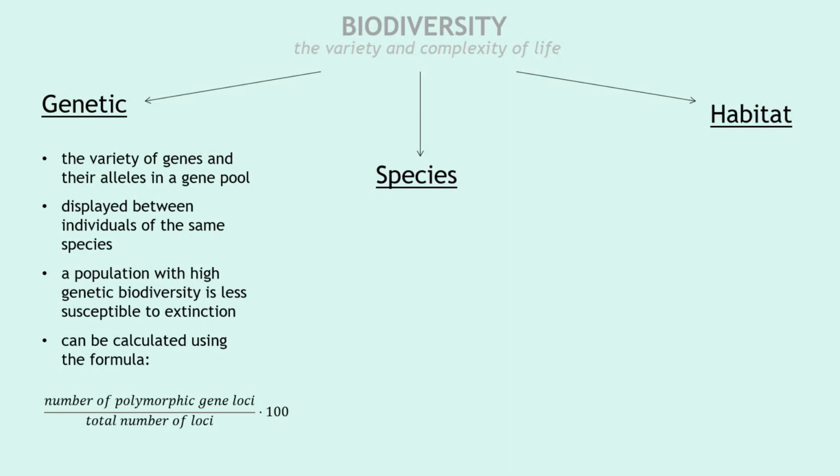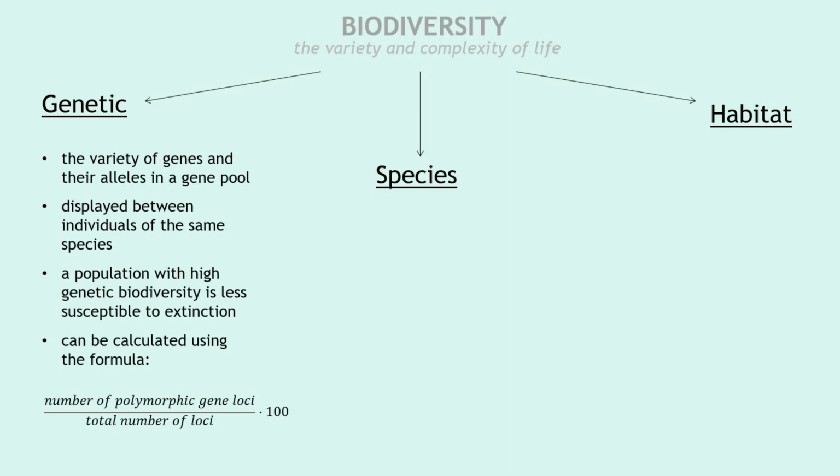So what are polymorphic gene loci? Well, the locus of a gene refers to its exact position on a chromosome, its specific location on a molecule of DNA. And if a gene is polymorphic, then it has many alleles. That means that on its locus you can find many different sequences of bases. Many different alleles can slot into that one position, that one gene locus. The total number of loci, of course, refers to the total number of genes, therefore.